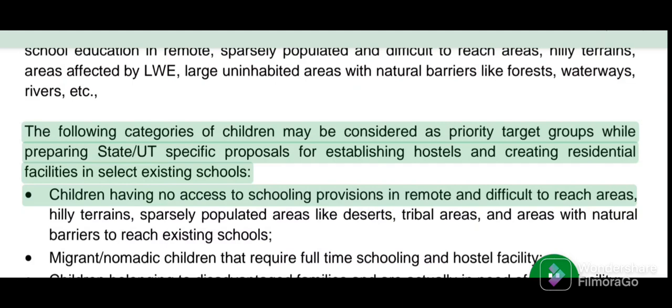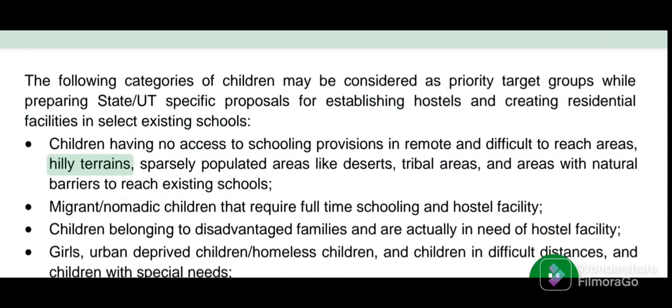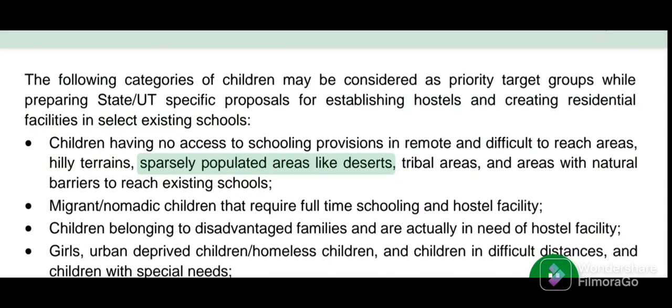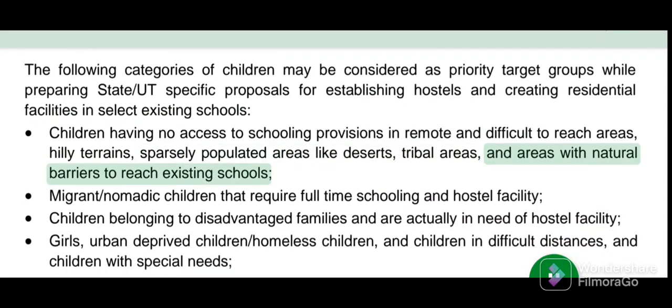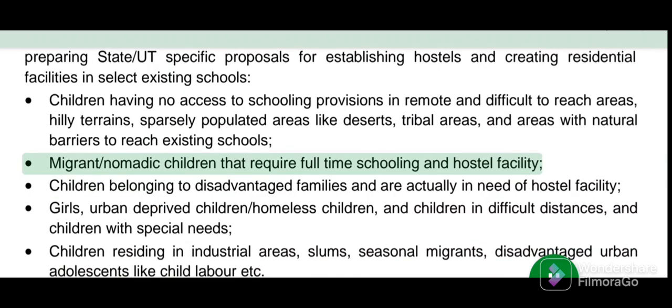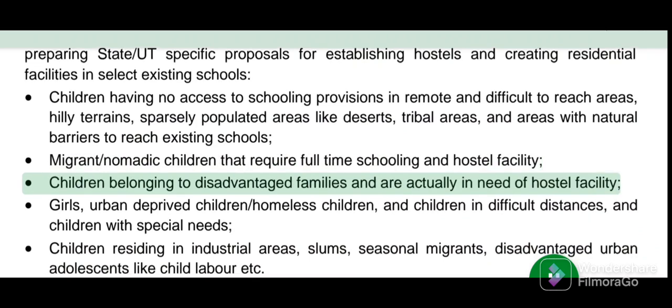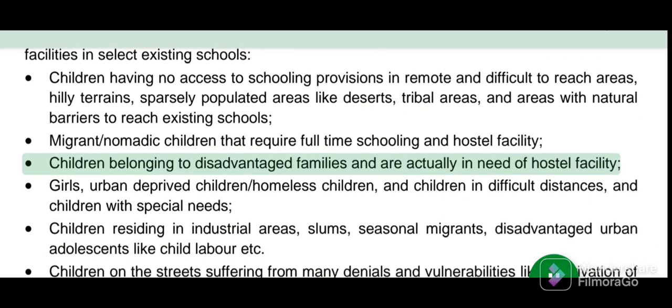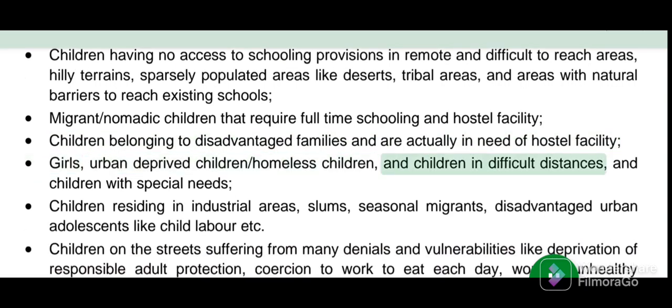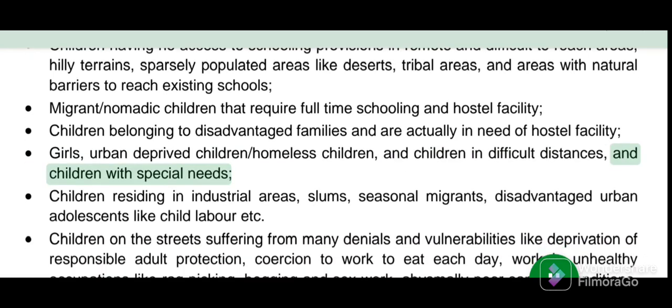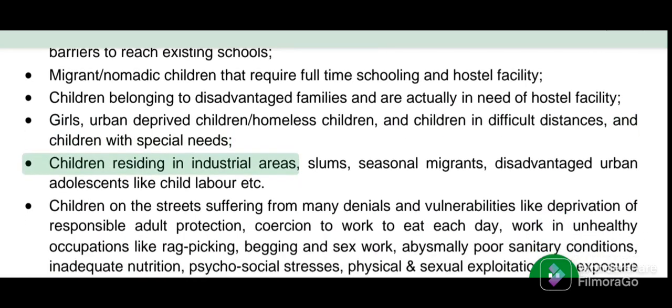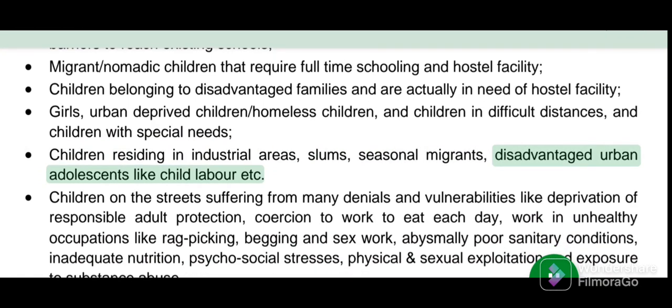Children having no access to schooling provisions in remote and difficult-to-reach areas, hilly terrains, sparsely populated areas like deserts, tribal areas, and areas with natural barriers to reach existing schools. Migrant, nomadic children that require full-time schooling and hostel facility. Children belonging to disadvantaged families who are actually in need of hostel facility. Girls, urban deprived children, homeless children, children in difficult distances, and children with special needs. Children residing in industrial areas, slums, seasonal migrants, disadvantaged urban adolescents like child labor, etc.